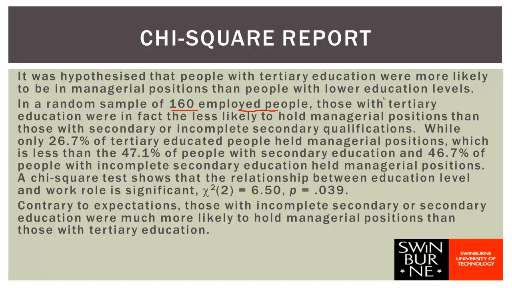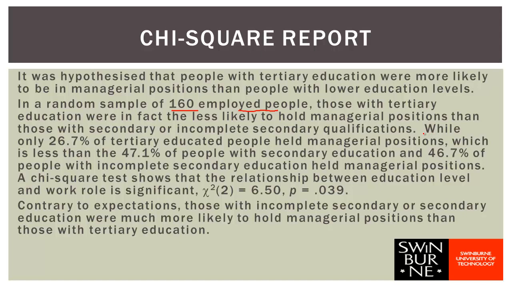The next step is to make a statement about whether the group we're interested in is less likely or more likely. So you can see with this, in the rest of the sentence, there's no mention of percentages. It's just saying that when we look at this table, we see that those with tertiary education were in fact less likely to hold managerial positions. So we're starting off by describing what we see without using the percentages. Then we back this up with the percentages.